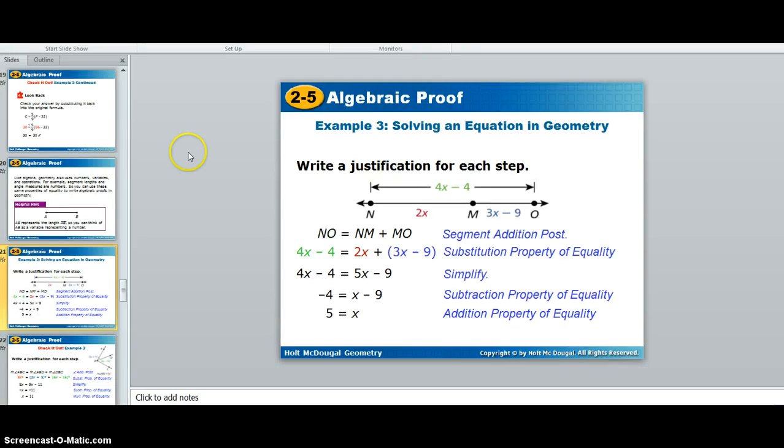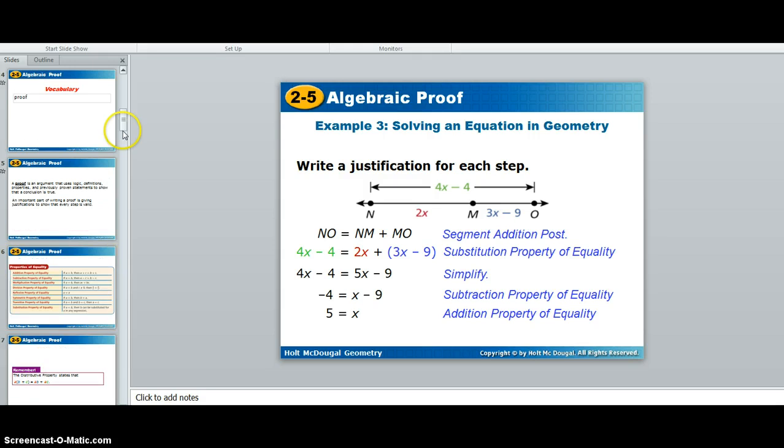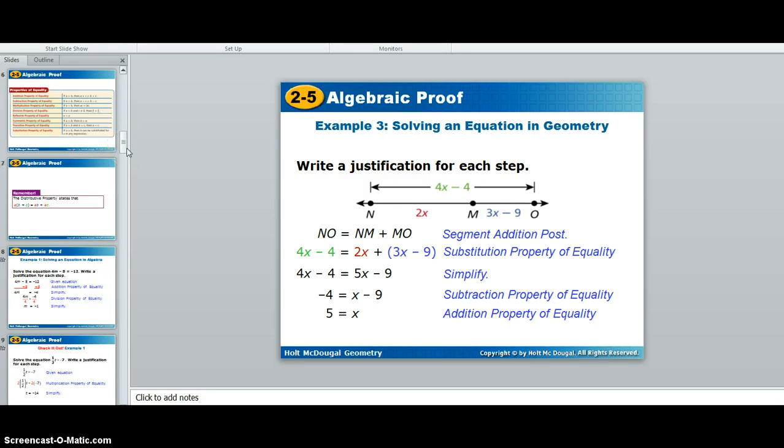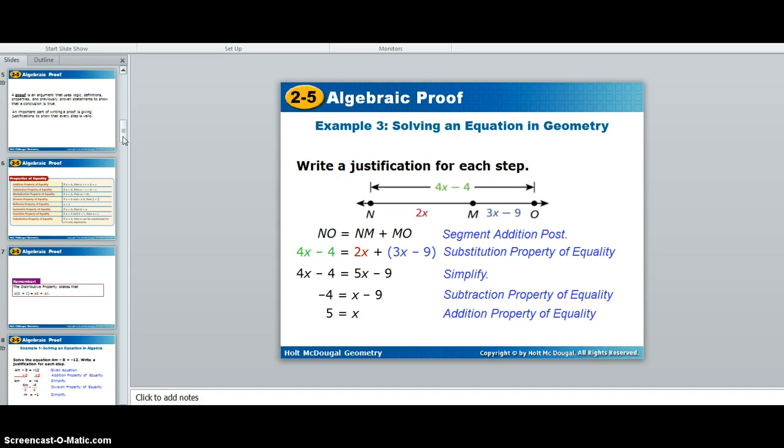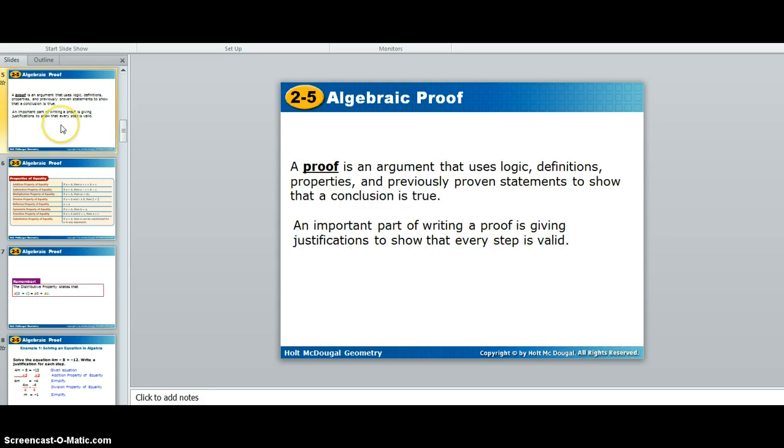All right, so this lecture is just going to help you with section 2.5, or the idea of a proof. I'm going to start with an algebraic proof. And what is a proof, first of all? A proof is where you justify and argue every step of your math problem to prove that it is true. Basically, you're going to have a two-column proof.